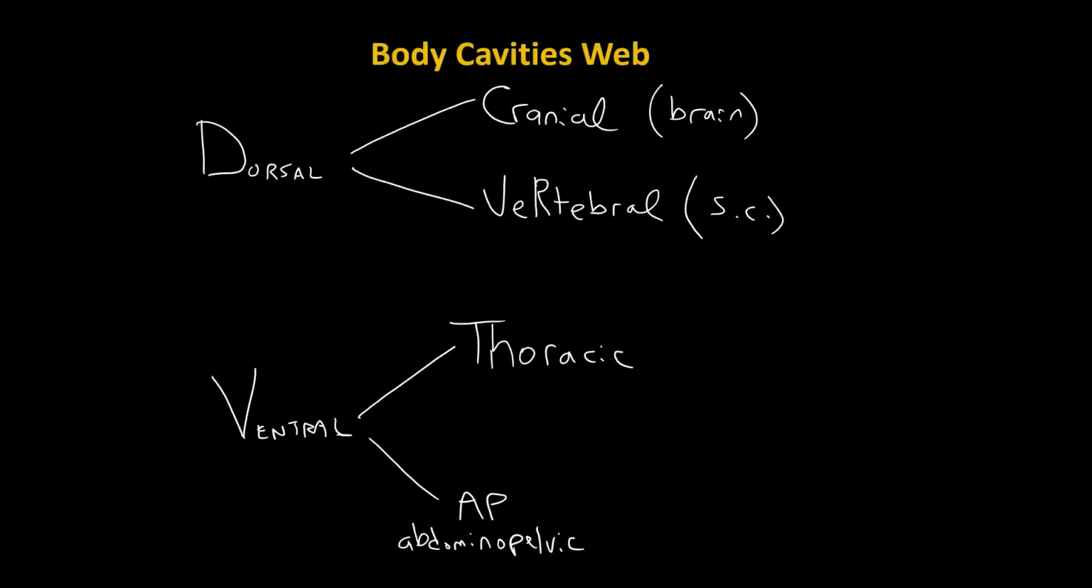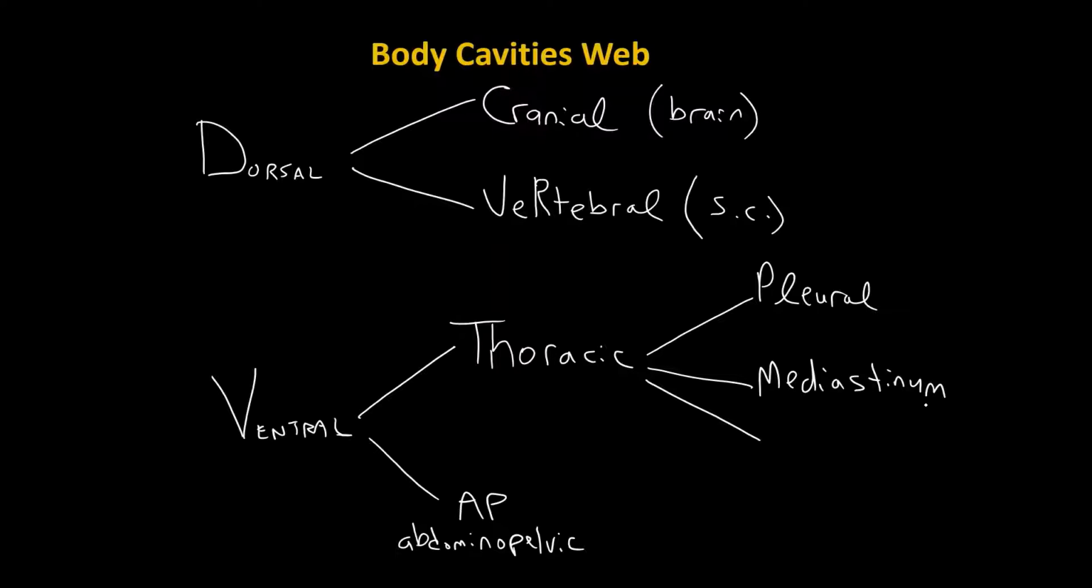The thoracic region can be broken into three parts. Pleural cavities, something called the mediastinum. Some people pronounce it mediastinum, mediastinum or mediastinum. And then the pericardial cavity. So thoracic cavity, the chest, can be broken into three parts: pleural, mediastinal or mediastinum, and the pericardial.